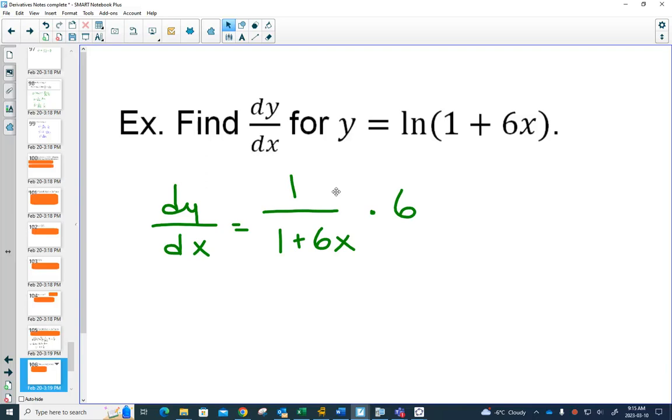Another chain rule. So we have a 1 plus 6x inside of natural log. So the outside function's natural log. Its derivative is 1 over x, so we write 1 over, keep the inside the same. Then multiply by the derivative of the inside function.